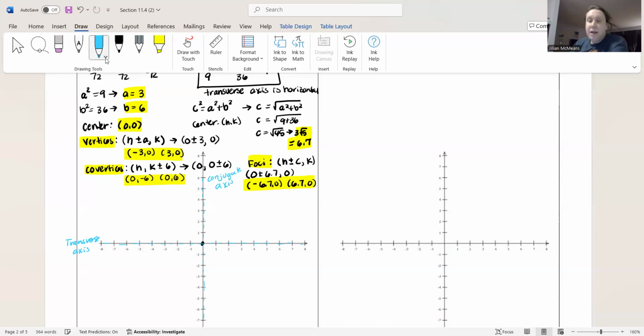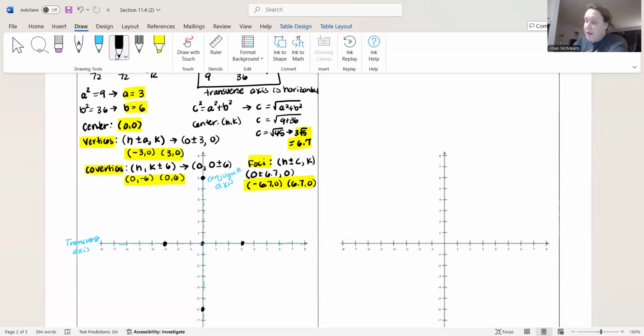Okay. And then what we need to do is plot the vertices, and we're going to draw this special box, and then we're going to plot the foci as well, and then we'll build the curves, and I'll kind of explain how that works. Okay. So let's see. Our vertices are at negative 3, 0, and at 3, 0. Our co-vertices are at 0, 6, and we are really out of room here. 0, whoops, negative 6.